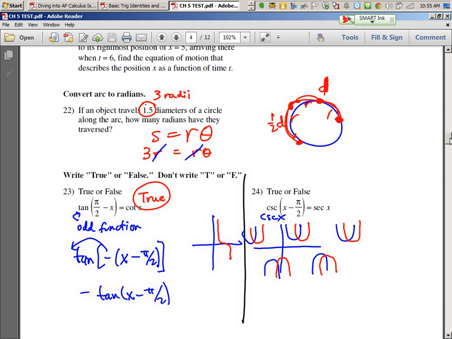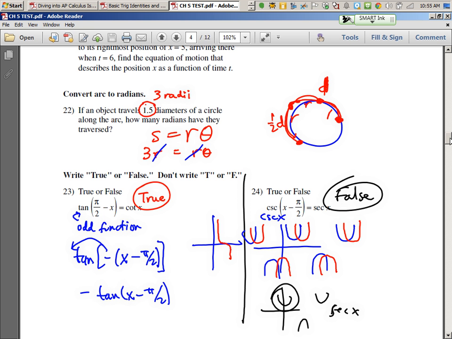That red graph doesn't look like a secant to me. It looks kind of upside down. If it was a secant graph, it would look like this, with this piece on the y-axis. That's secant. So the red doesn't quite match. It's upside down, so this is false.